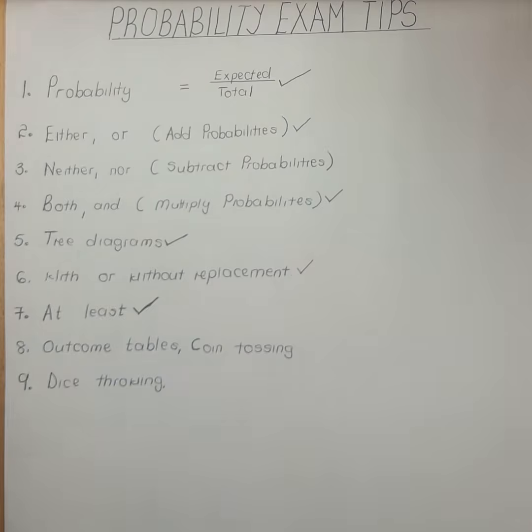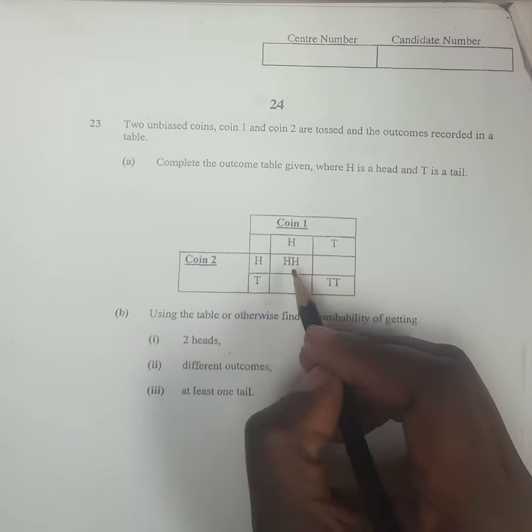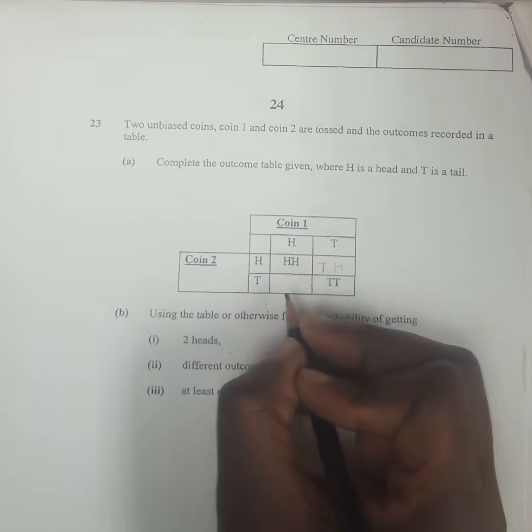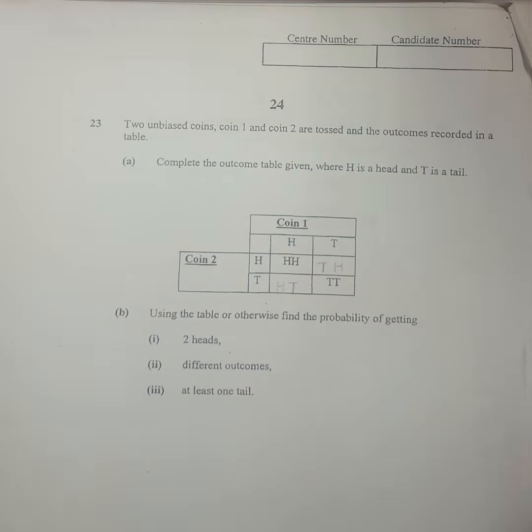So first we are going to work out June 2016. It was a question on coin tossing. The question reads: 2 unbiased coins, coin 1 and coin 2, are tossed and the outcomes recorded in a table. Complete the outcome table given where H is head and T is tail. So here we are going to have head, head, or tail, head, or head, tail. Using the table or otherwise, find the probability of getting 2 heads.